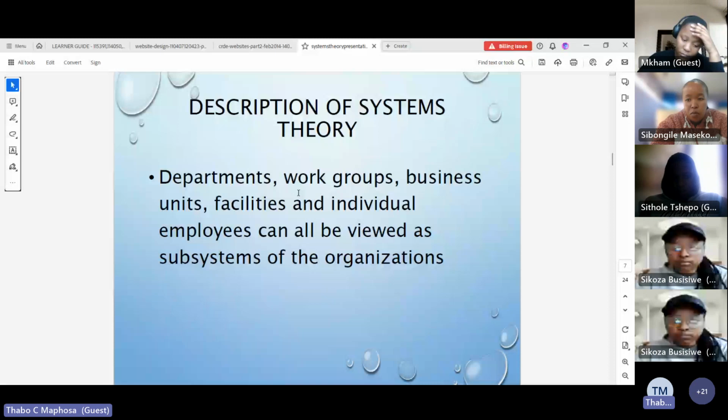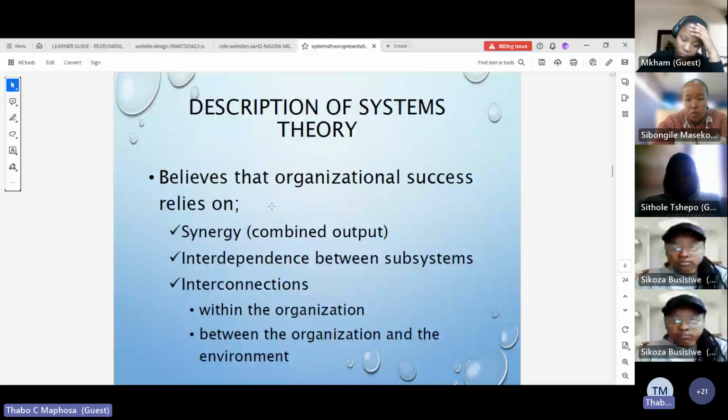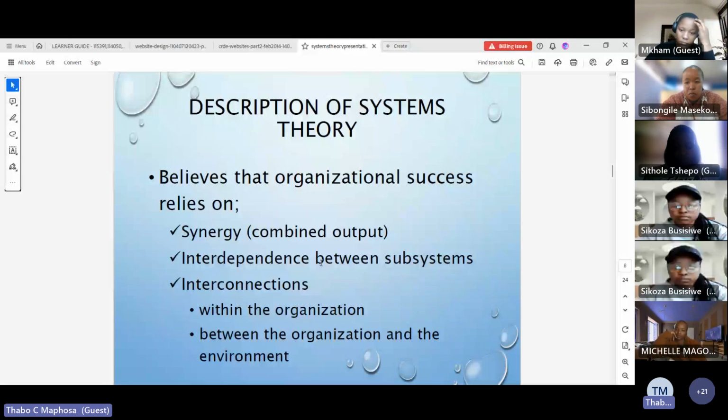The description here is that organizational success relies on synergy, which means combined output. All of these subsystems have to work together and produce a combined output, and there is also interdependence between them. All subsystems are interdependent. There is not one that can exist without the other, so all of them are somehow connected. And then there are interconnections within the organization, and between the organization and the environment.